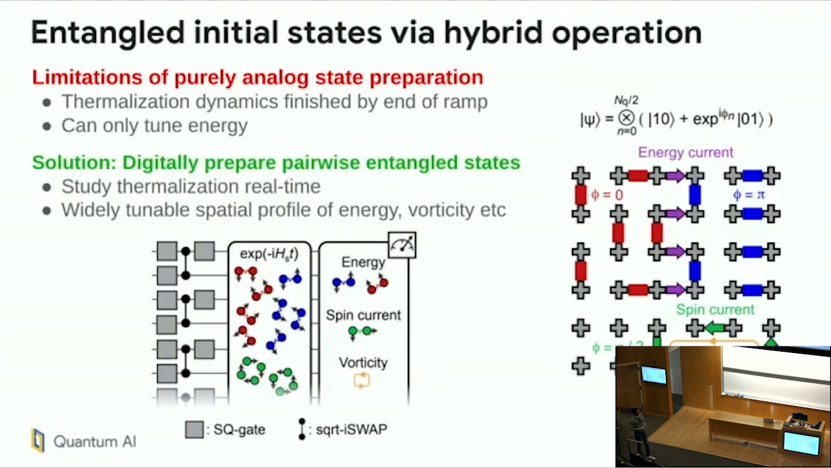So more specifically, what we're going to do is we're going to prepare these kind of dimers that you see here. They are tuned by this phase phi. That gives us a lot of power that allows us to tune both the energy. We can tune to negative or positive energies at 0 and pi. And we can also tune the spin current if we use a phase of pi over 2. So we now have full control of the initial state.